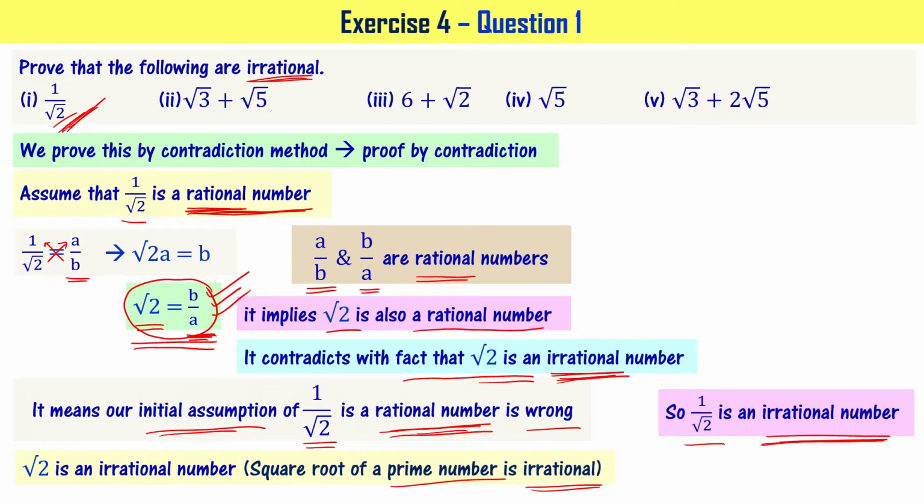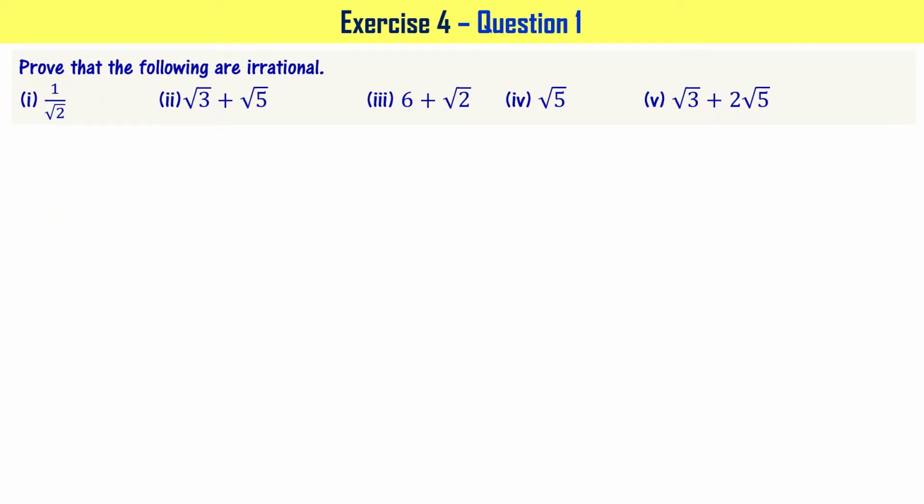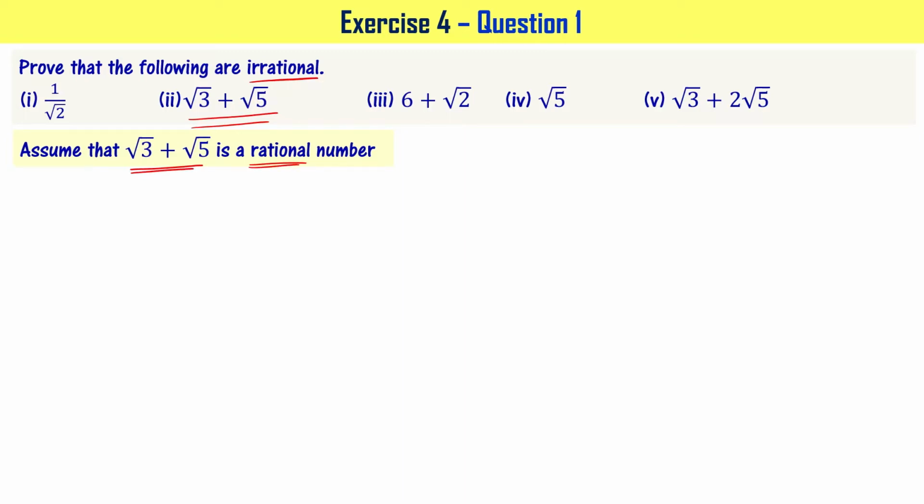Let's look at the next part of the problem, that is root 3 plus root 5. We want to show that this is an irrational number. Here also we go by proof by contradiction method. As per that, we assume that root 3 plus root 5 is a rational number. Please note this. We want to prove this to be an irrational number, but proof by contradiction method says that you have to assume that to be a rational number.